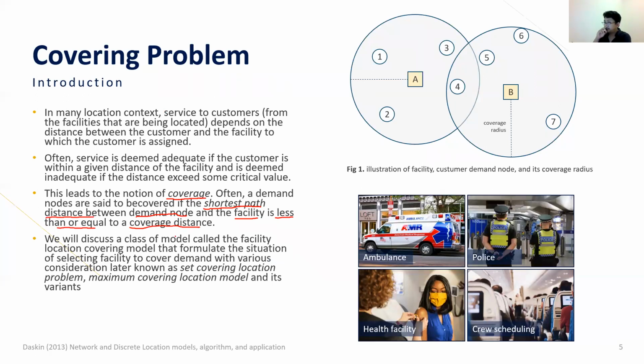Okay, and then in covering problems, we will discuss a class of models in which we want to locate the facility that covers some area or some demand nodes, to cover all those demand areas with as few facilities as possible. Because the illustration is like this.